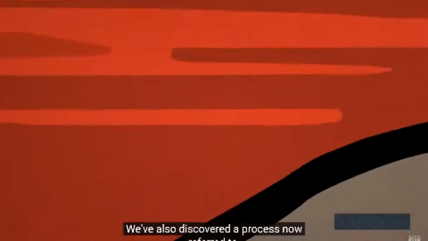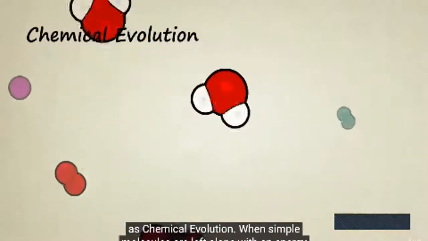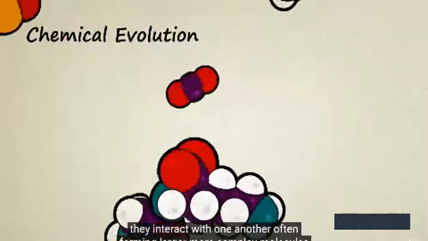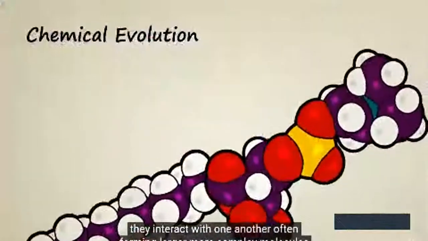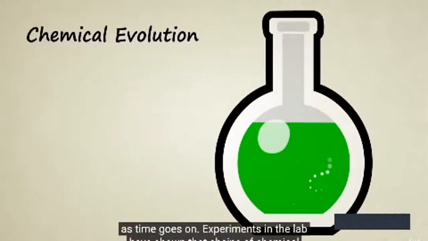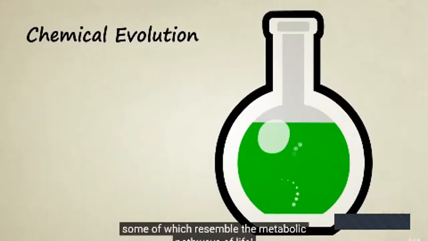We've also discovered a process now referred to as chemical evolution. When simple molecules are left alone with an energy source, they interact with one another, often forming larger, more complex molecules as time goes on. Experiments in the lab have shown that chains of chemical reactions can develop, some of which resemble the metabolic pathways of life.